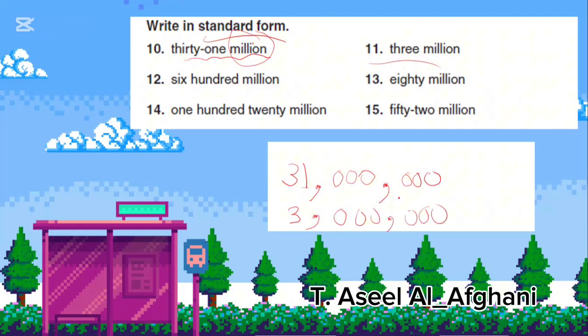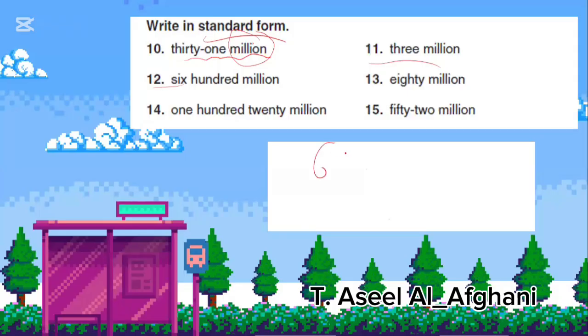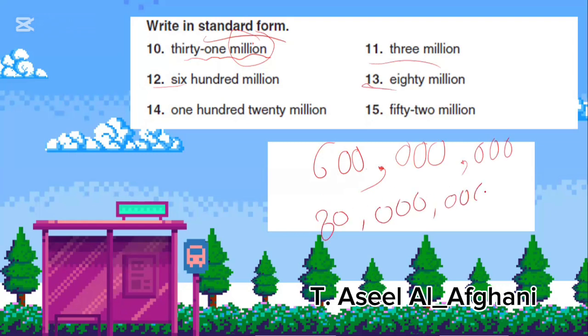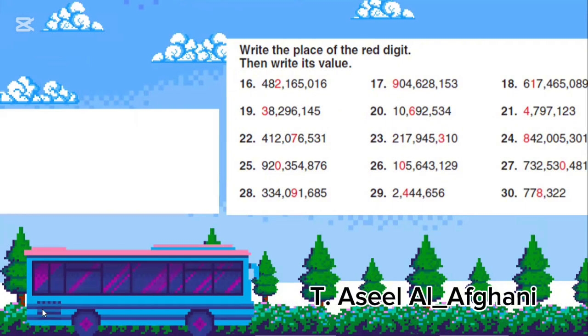Number 12, 600 million. 600, and then million, the comma, which says, oh, million here, and then 3 zeros for the thousands period, and the 3 zeros for the ones period. 80 million, do it before me. Good job. 14, 120 million. 52 million. Amazing job.